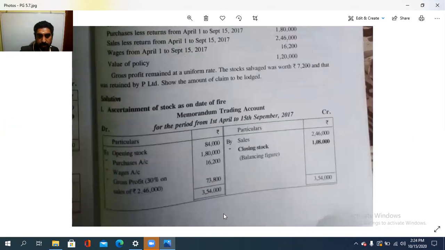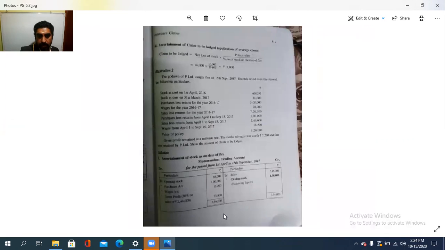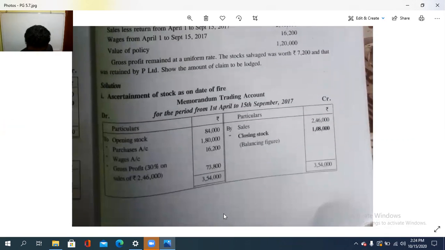So how is the memorandum trading account to be prepared? So, the memorandum trading account.